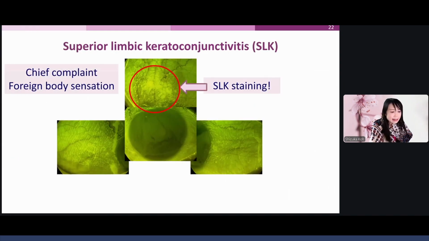This patient had superior limbic keratoconjunctivitis, or SLK, which is often associated with dry eye disease. Initially, the cornea, nasal, and temporal conjunctiva appear almost normal. However, after everting the upper eyelid, you can see the fluorescein staining. Without examining this hidden area, the diagnosis could easily be missed.